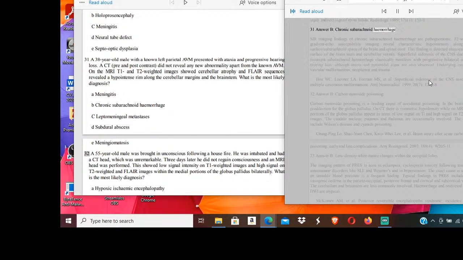Answer B, chronic subarachnoid hemorrhage. MR imaging findings of chronic subarachnoid hemorrhage are pathognomonic. T2 weighted and gradient echo susceptibility imaging reveal characteristic hypointensity along the pial surface and subarachnoid space of the brain and spinal cord. This finding is detected classically along the surface of the brainstem and cerebellar vermis.